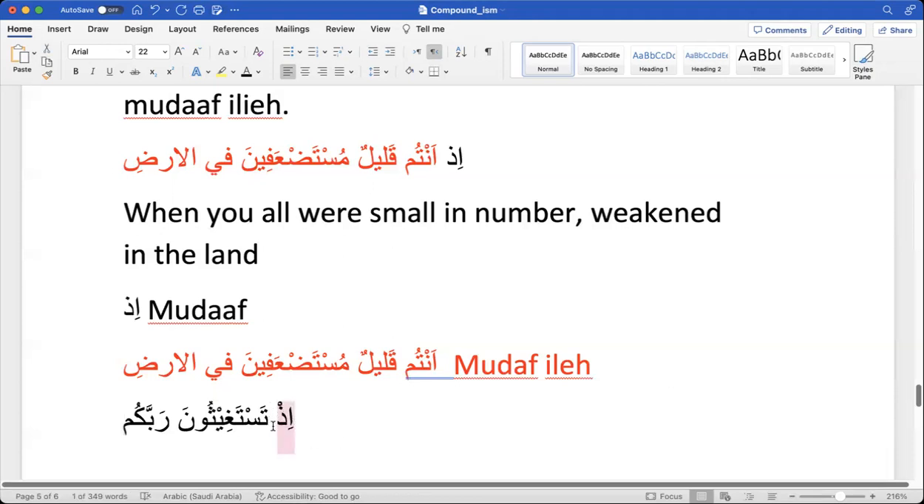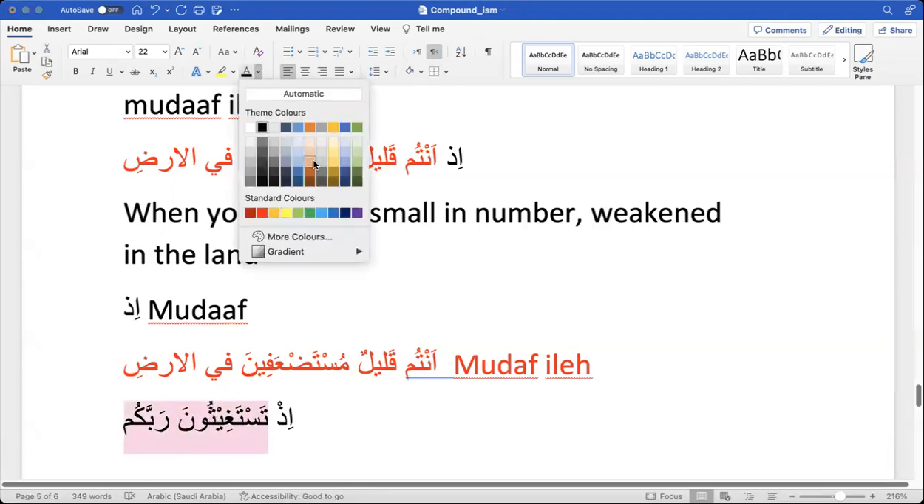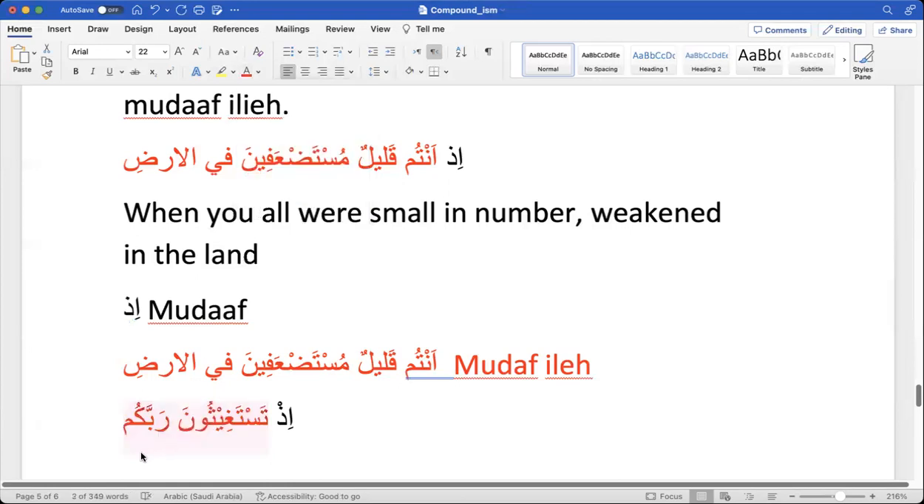Then "tastaghithuna," what kind of word is this? Is it ism or fe'l? It's fe'l madi, is it? Fe'l madi looks like that. How does fe'l madi look? Can you give me an example from the Nasara family?